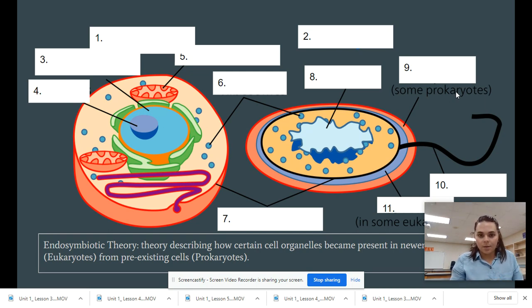So if you look at the image on your screen right now, I want you to just kind of think about for a few seconds what you see. Which cell looks more complex? Which looks more simple? Which looks like it could be unicellular? Which one's smaller? Which one's larger? So I'm going to give you a few seconds just to kind of brainstorm some of those ideas.